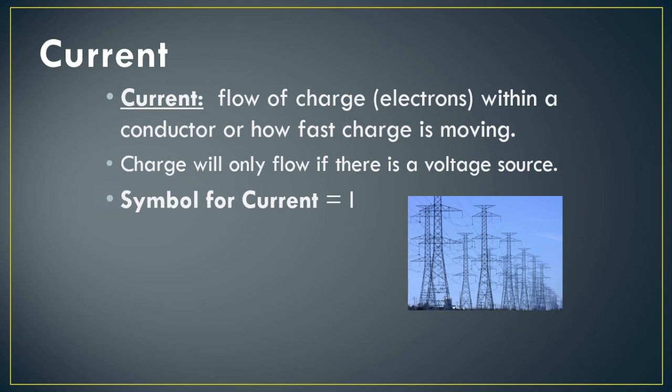The symbol for current is the capital letter I. And the unit for current is amps. And amps can be abbreviated with a capital letter A.